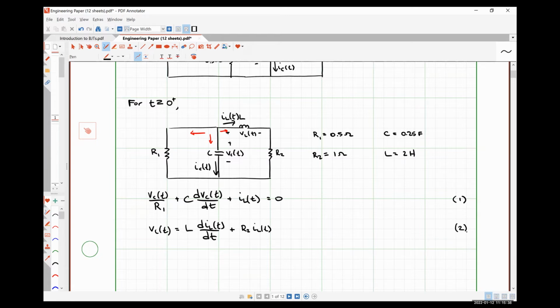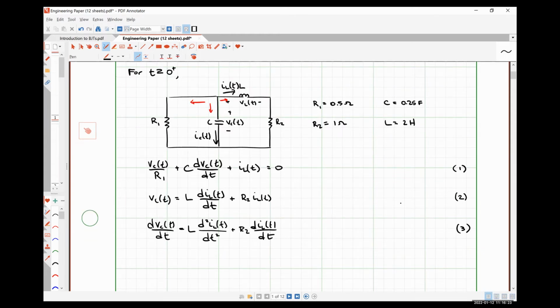So if I take the derivative of this expression down here, that's going to give me exactly what I want. That'll be L times the second derivative of IL with respect to time plus R2 times the first derivative of IL with respect to time. Call that equation 3. And now it should be fairly obvious that if I substitute 2 and 3 into 1, I'll have my second order differential equation, no problem.